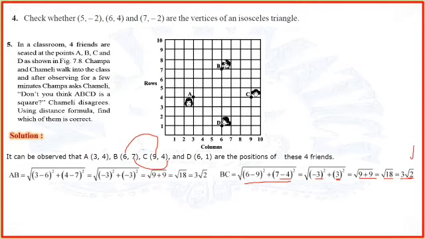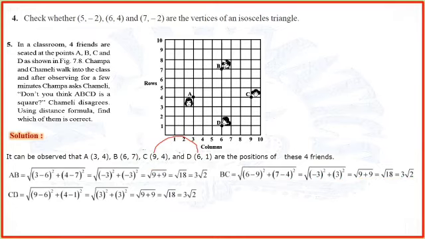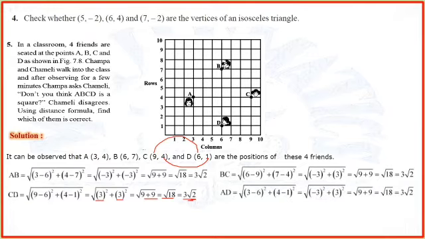That means these two sides are of the same length. Then CD. CD means 9 minus 6 and 4 minus 1. So 9 minus 6 is 3, 4 minus 1 is 3, again 9 plus 9, again 18, again 3 root 2. The last side is AD, from A to D. AD means 3 minus 6, which is minus 3, and 4 minus 1, which is 3. 9 plus 9 again, root 18, and 3 root 2. So we saw all the sides are equal.